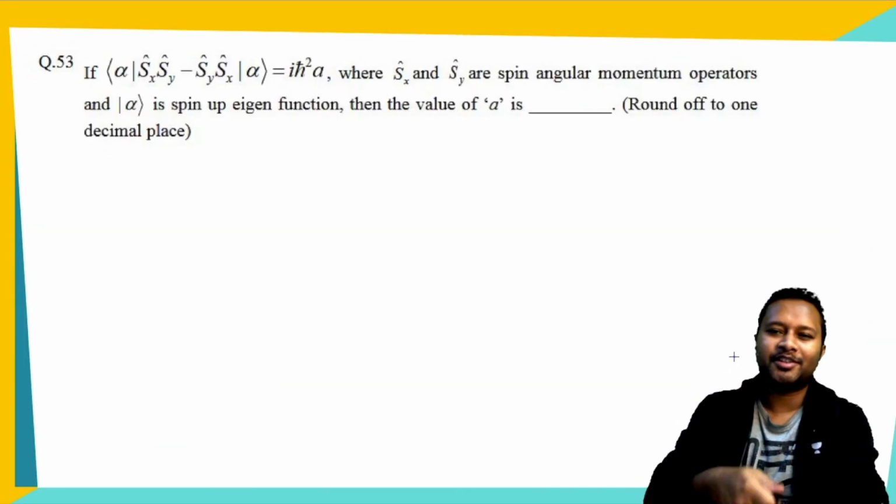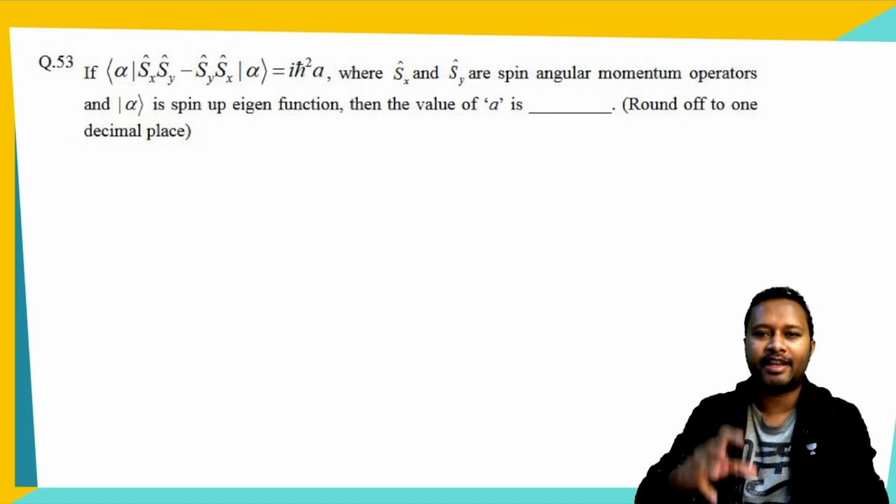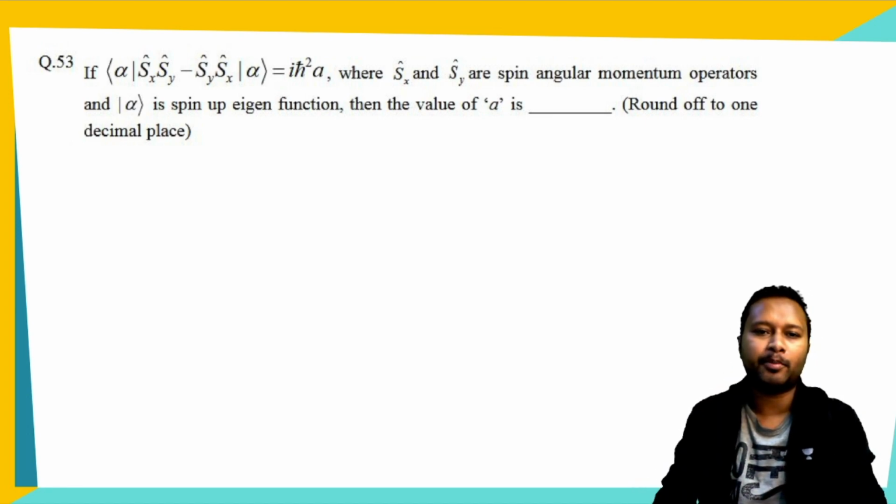Alright guys, let's talk about this particular question. This was again asked in the GATE 2019 exam. This was a 2-marker question, a very simple question but asked in a little complicated way. It says that if alpha is a wave function and Sx, Sy are spin angular momentum operators.